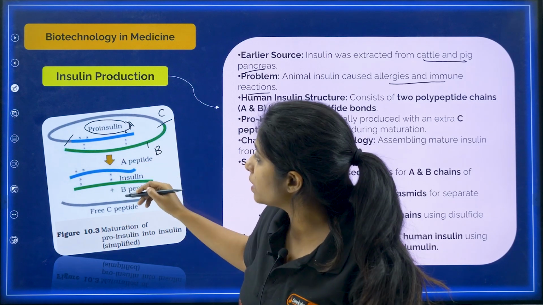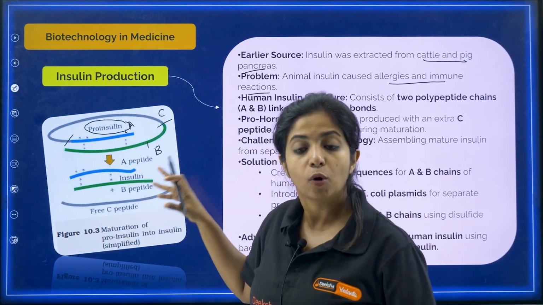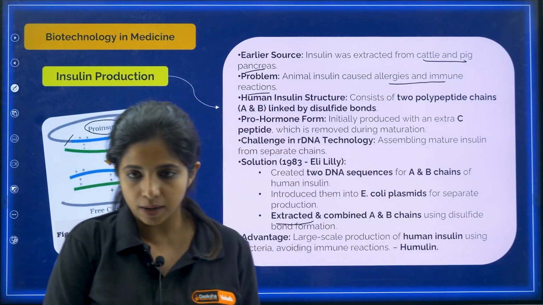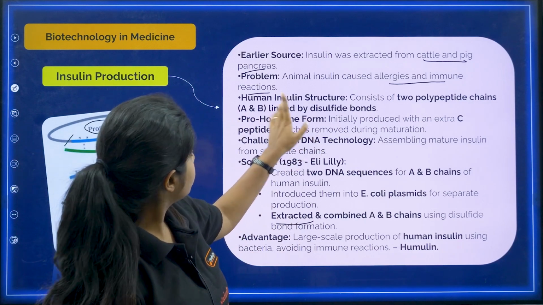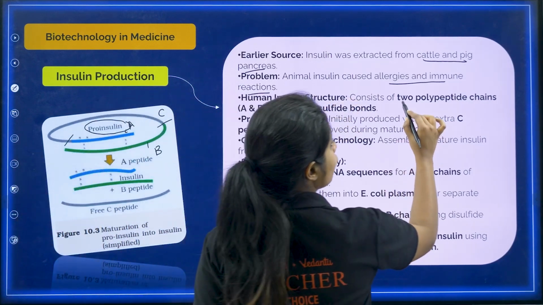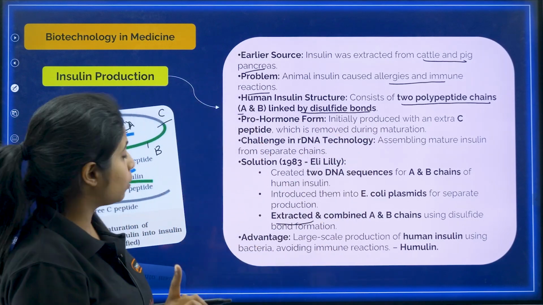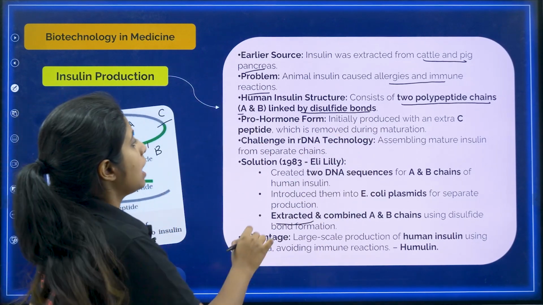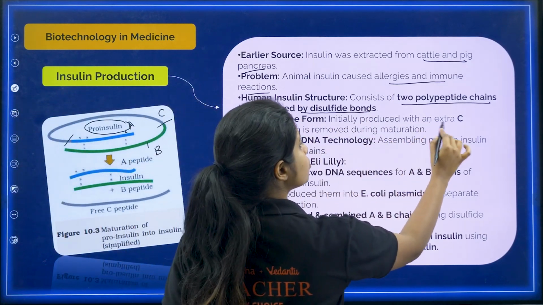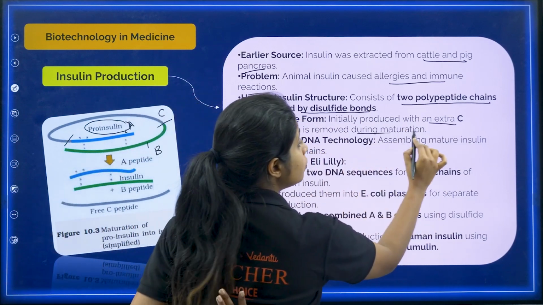That's when A and B will come together, form disulfide bonds and become active insulin. So, pro-hormone, human insulin structure: it consists of two polypeptide chains A and B linked by disulfide bonds, as you can see over here. Now the pro-hormone form is initially produced with an extra C peptide which is removed during what?